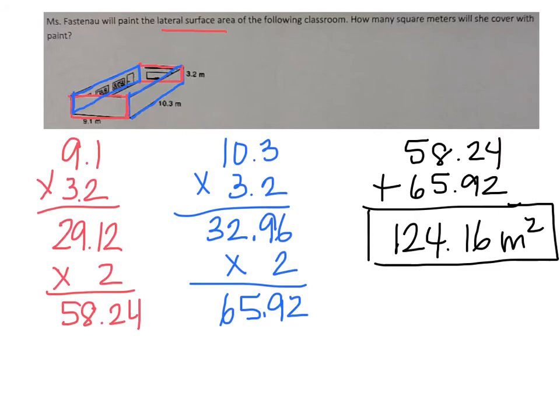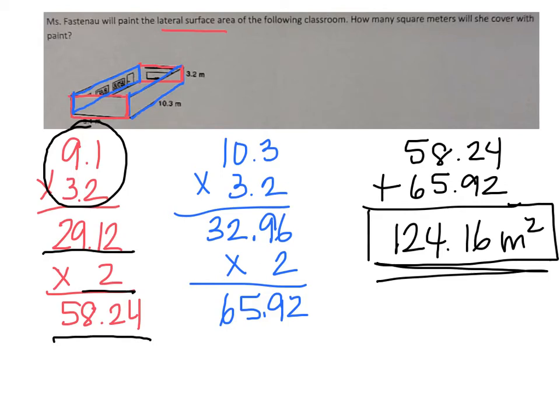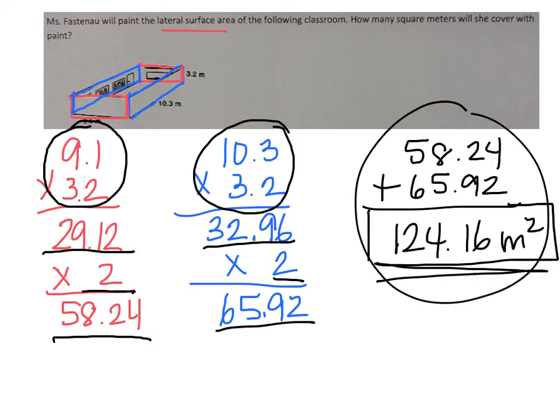All right, if you got 124 16/100 meters, you are correct. What I did is I found the front face, the area of the front face, and then I doubled it to get 58 24/100 because the front and the back are the same. And then I found the side face, so the area is here, and then I doubled it to get both of those combined. And then over here I added them together.